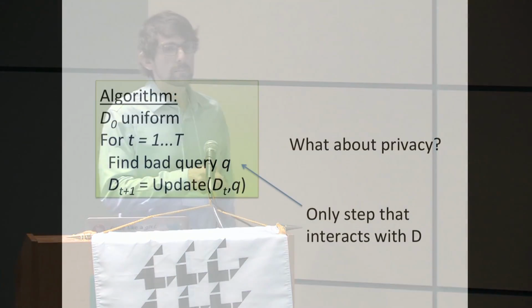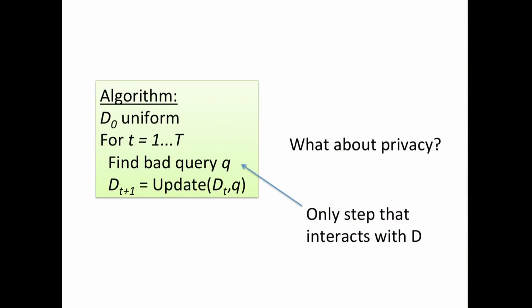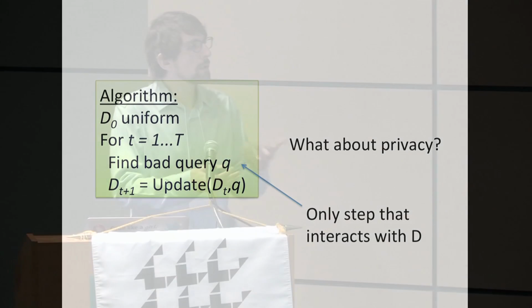So what about privacy? Why is it so easy to turn this into a differentially private algorithm? The reason is that really the only step where we even interact with the sensitive data set is the step where we find a bad query. In all the other steps, we don't even touch the data set. And there are only a few update rounds. So in some sense, we don't even access the data set that much. We just find a few bad queries. That's all we do, really.